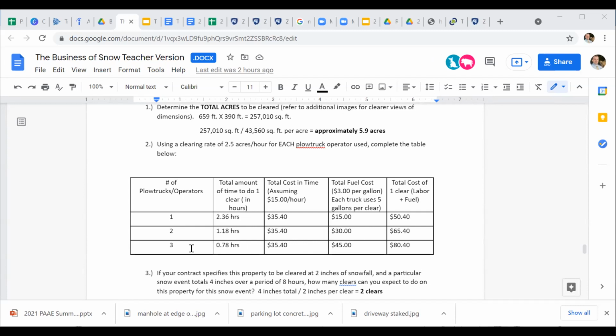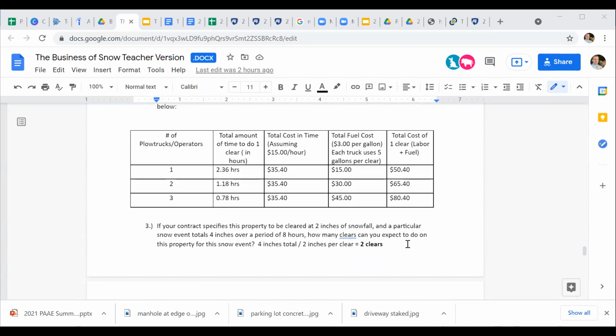Let's say you want to throw 3 units onto that site. It's going to knock the clearing time down to less than an hour. The wage cost remains the same, but look at what it did to our fuel cost now. Adding that 3rd truck more than doubled the fuel that it was going to cost to have one truck out there. And the fuel, the more vehicles you add, is your biggest variable that changes, adding to the overall expense.